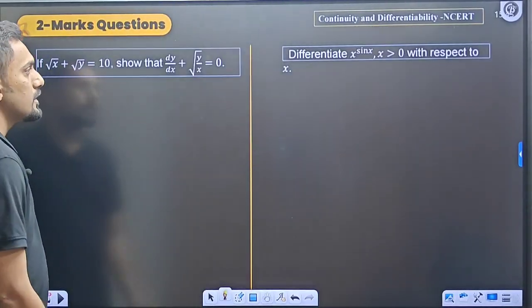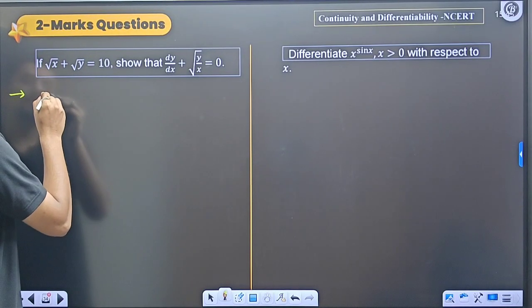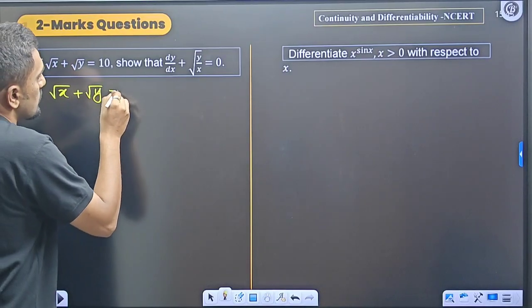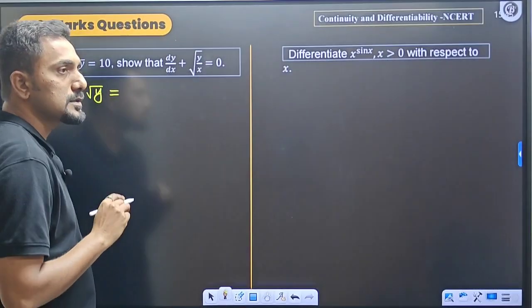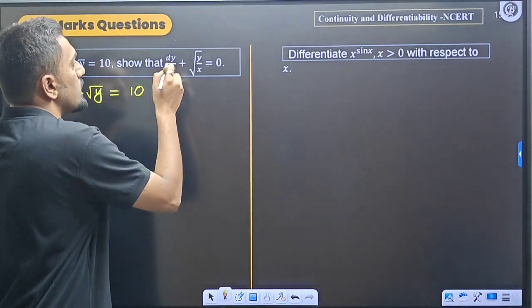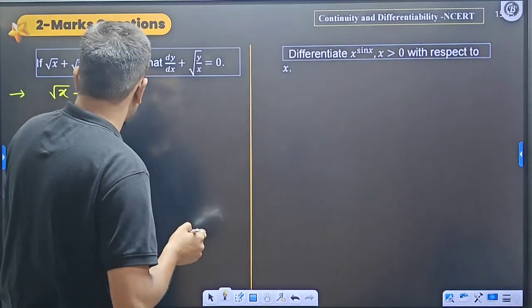Coming to the next question, here he has given that if root x plus root y is equals to 10, sometimes he also gives root 100. Okay, 10. Then show that dy by dx plus under the root of y by x is equals to 0.